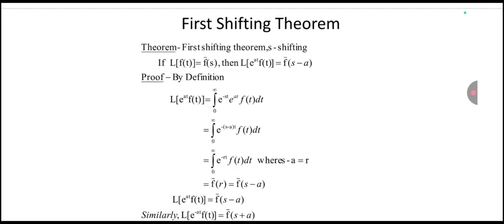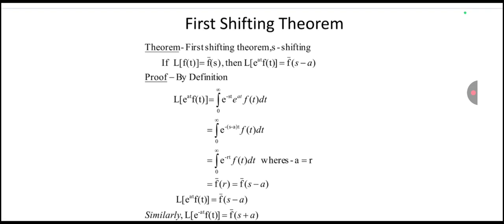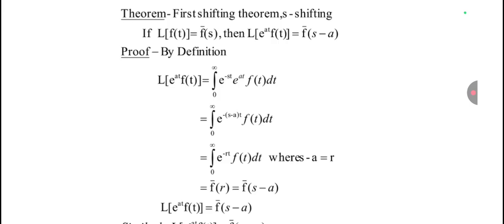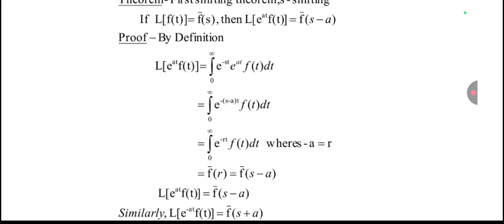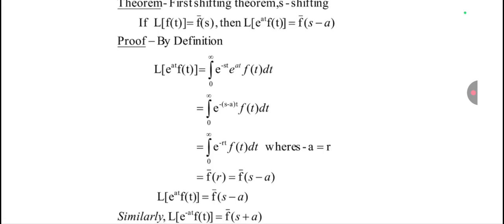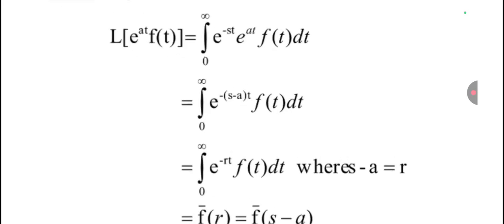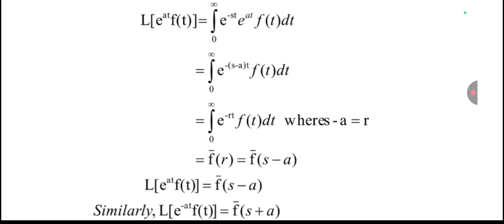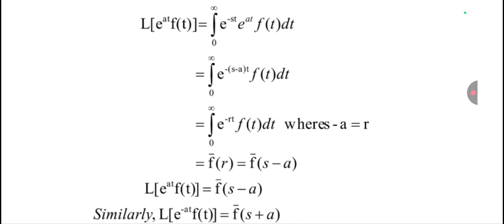Proof. By definition, we can write L of e power at into f of t equals the integral from 0 to infinity of e power minus st into e power at f of t dt. This can be written as the integral from 0 to infinity of e power minus of s minus a into t, f of t dt. Now instead of s minus a, we can put r. So e power minus rt f of t dt. Now this is in the form of the basic result, that is, the definition of Laplace transform.